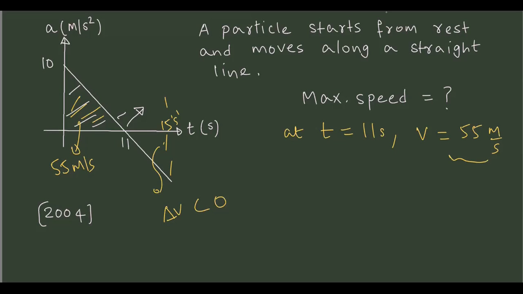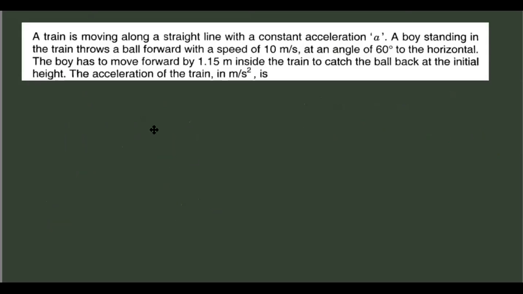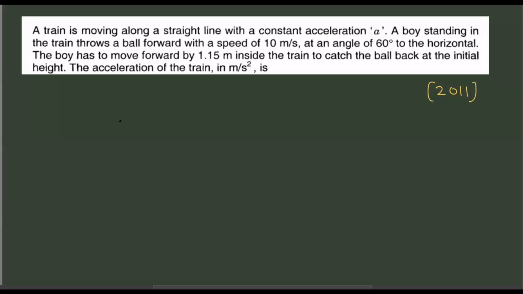Okay, now try this problem. This is again a JEE problem, which I picked up online. It is a 2011 problem. So try this. The train is moving along. Okay, so here, let's get the diagram first. So let's say a train is moving along a straight line. The acceleration is given. So let's say this is a train.